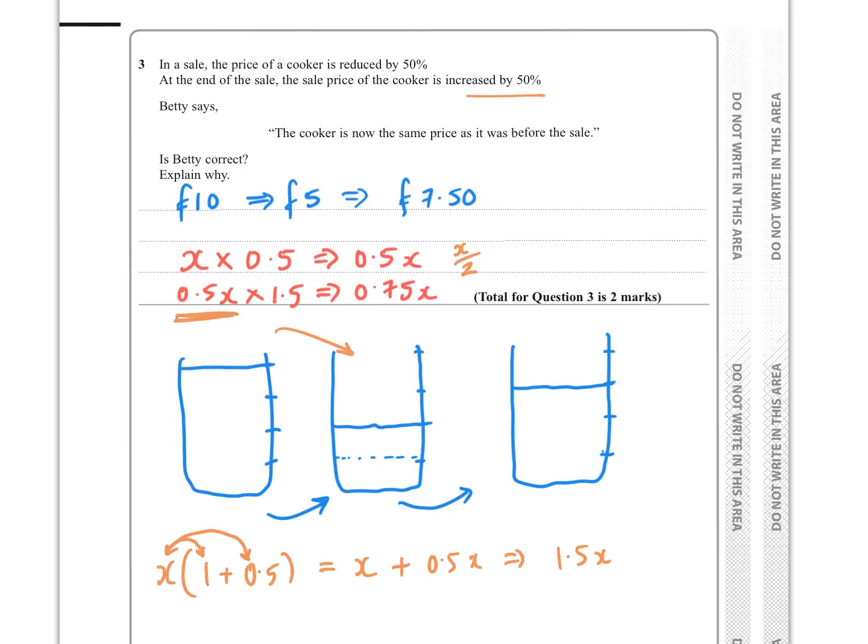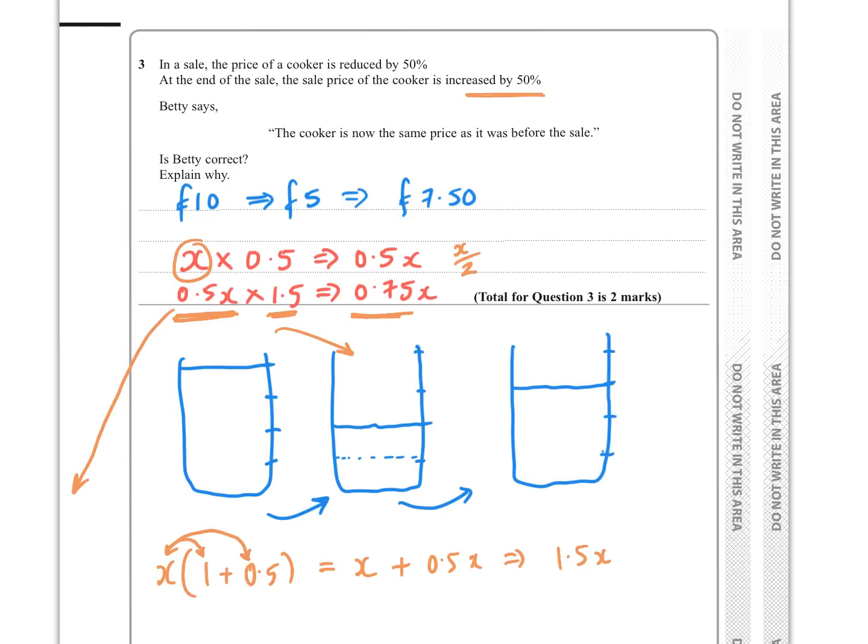So another way of looking at it is to say, if you then had your middle glass of water, or your cooker that had already been reduced by 50%, and you increased it by 50% by timesing by 1.5, well, you wouldn't get back to x. You'd have 0.75x or 3/4x.